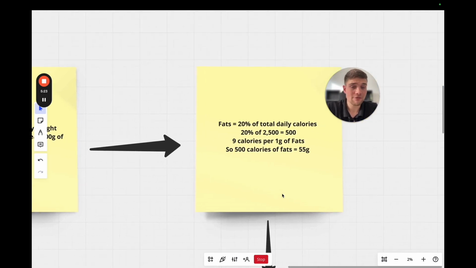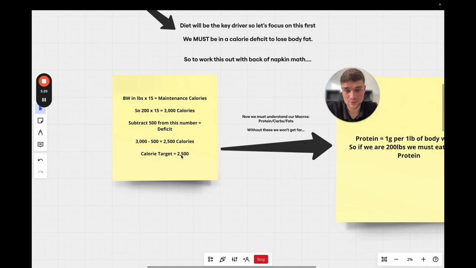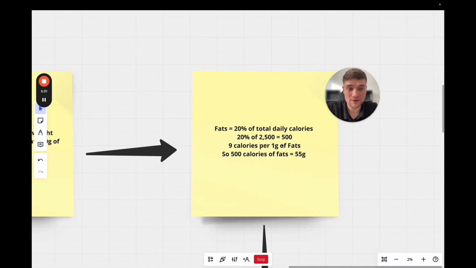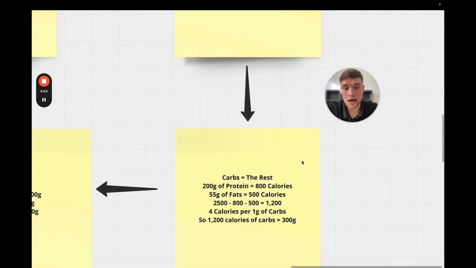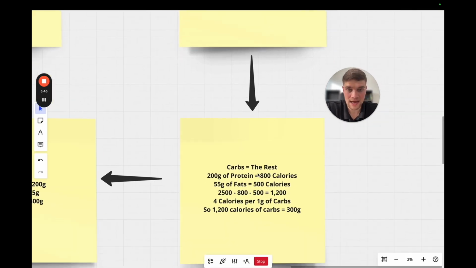Our fats make up 20% of our total daily calorie intake. So 20% of our total calories, which we worked out is 2,500, is 500, and there are 9 calories per gram of fat. So we divide 500 calories by 9, and that's going to give us 55 grams of fat. So we now know 200 grams of protein, 55 grams of fat, and our carbs make up the rest. We simply add our protein and fats together, and whatever's left, that's our carbohydrates.